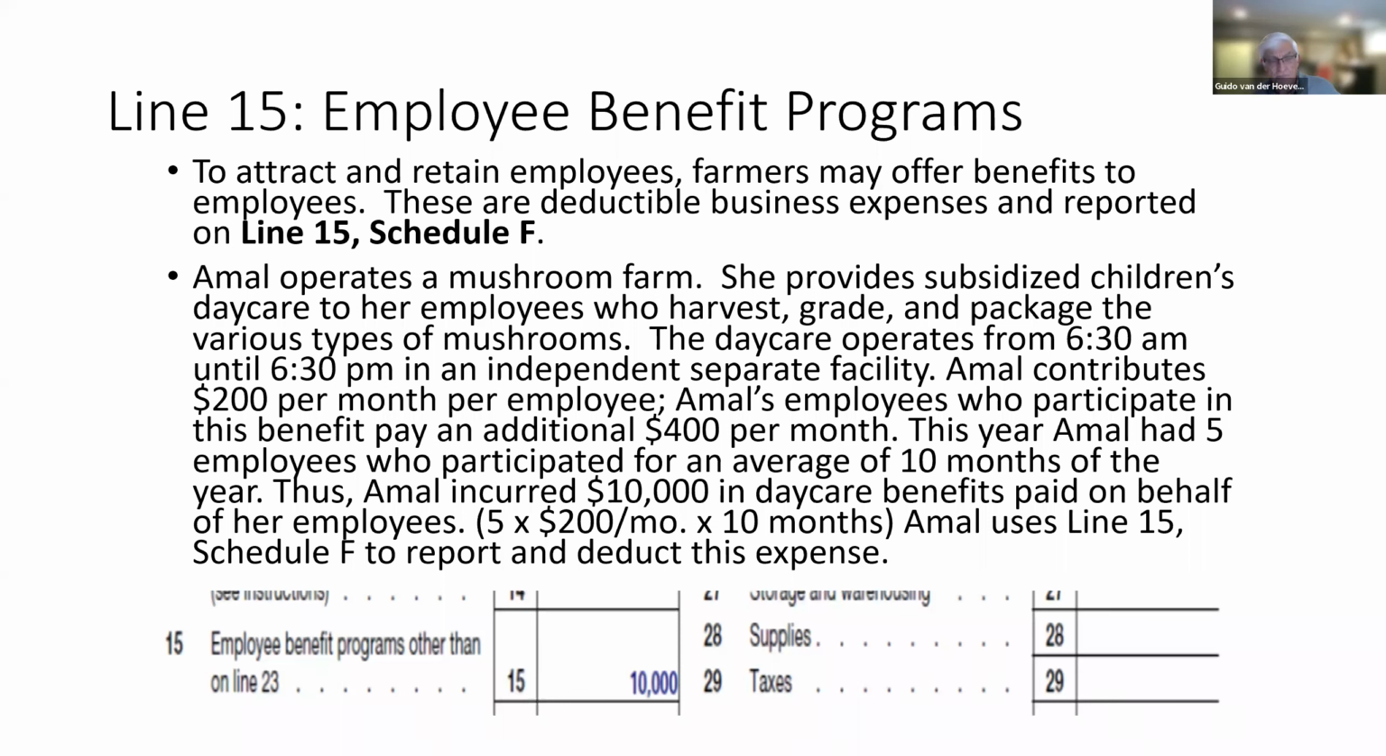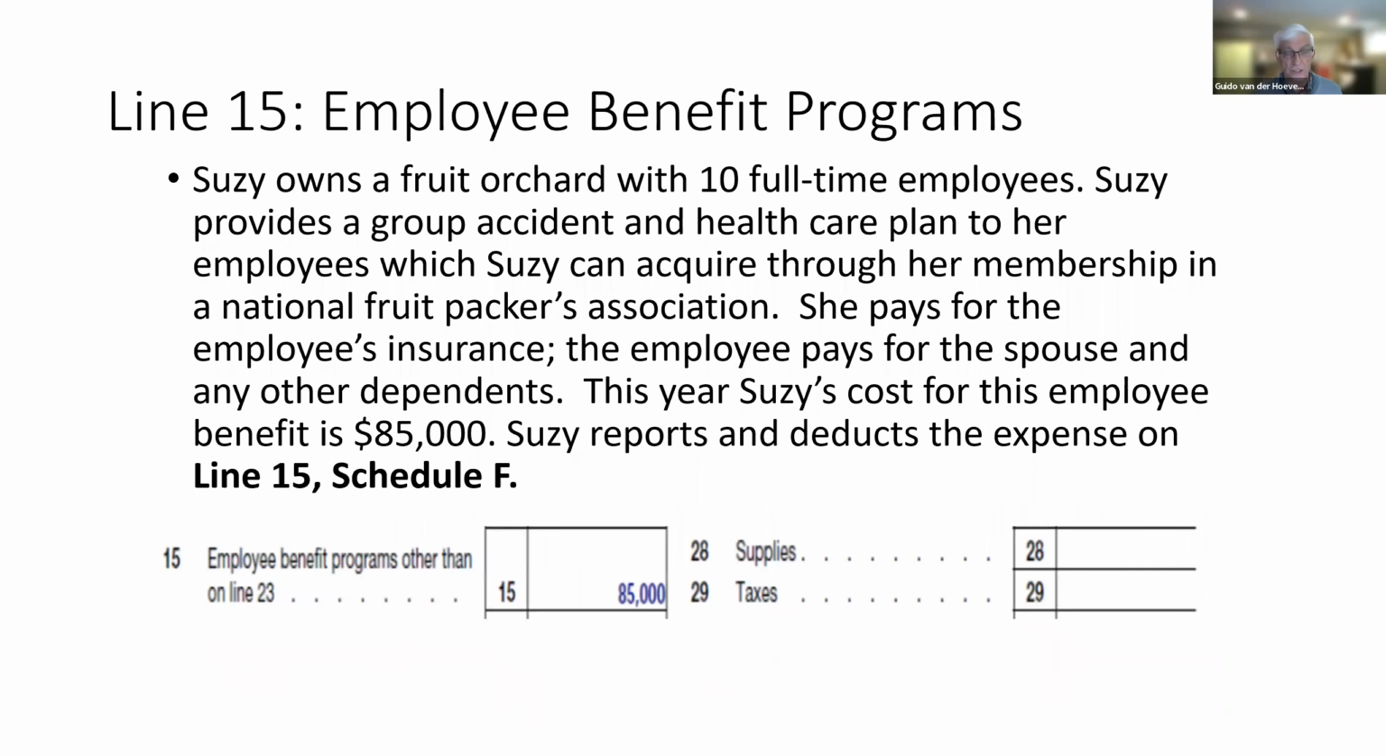probably isn't very common, but it could be, and that is looking at employee benefit programs. Just in this example, we've got some daycare facility for the employee, and a mall contributes $200 per month for the employee. She has 5 employees that participated. As you can see, do the math. In this case, she's got $10,000 that she's going to deduct as an employee benefit program. Again, probably not very common for farm operations.